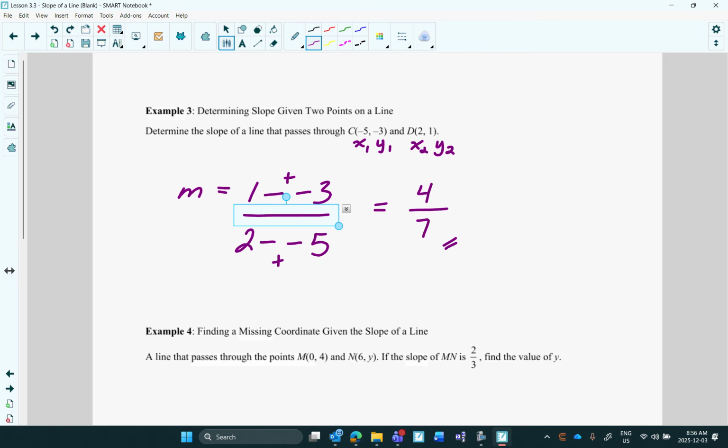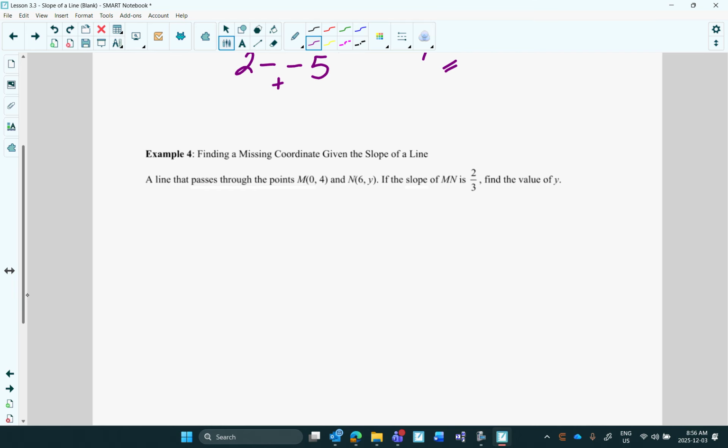This last one just gets you to think about it a little bit. It's kind of like the midpoint problem we did in the last lesson, where you're given the slope, you're given most of the information about the points, but you've got to find the missing coordinate. So what we want to do is use our formula to set it up. We know this is the slope formula. Let's plug in what we know.